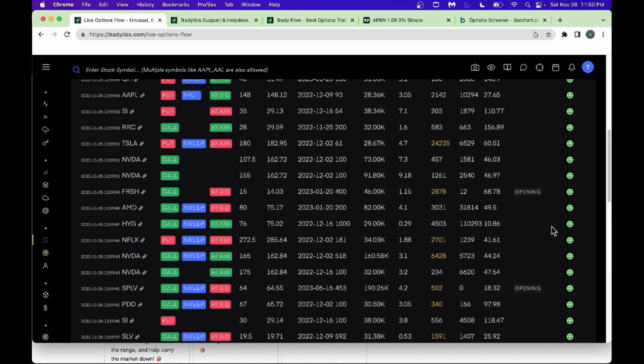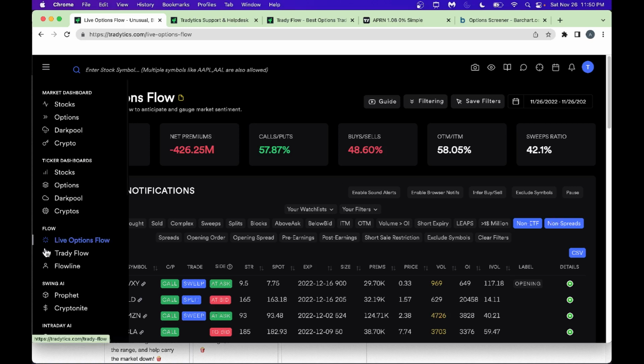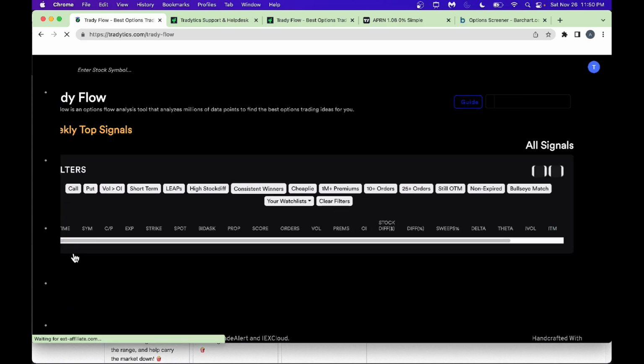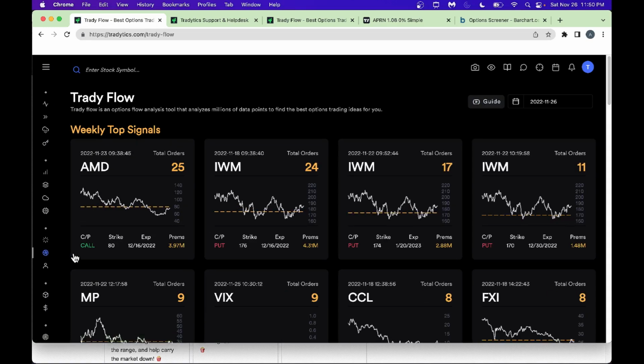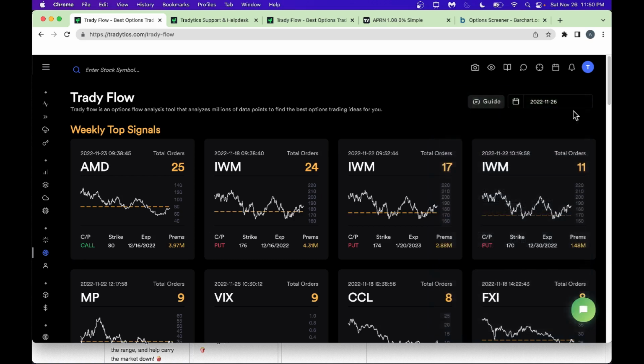That's why what these folks at Tradytics.com have done is they want to take most of these things out of your hands and make it a little more automated. That's why I love this tool called Tradyflow here. Tradyflow is for the swing option traders. They kind of look at the whole option flow and they try to tell you what's going on here.